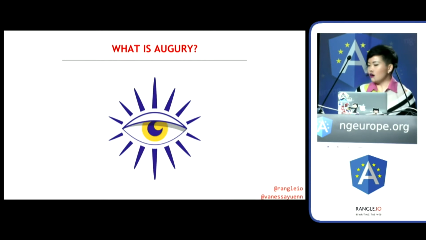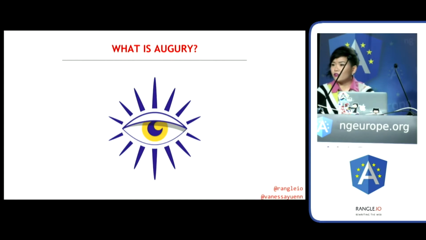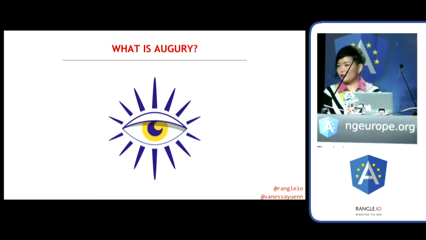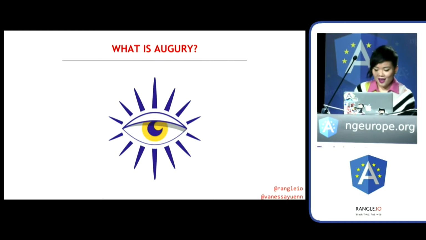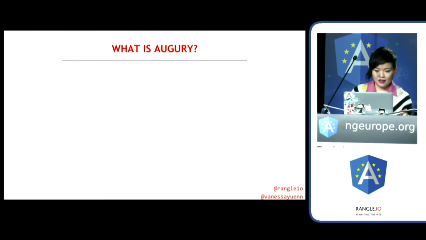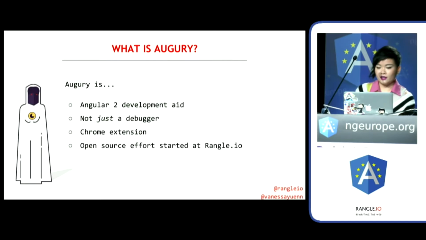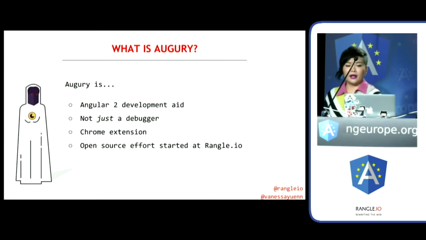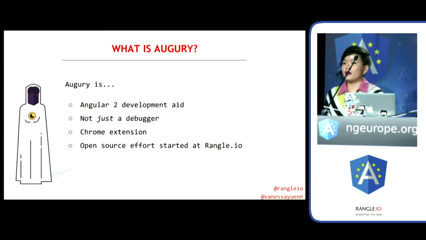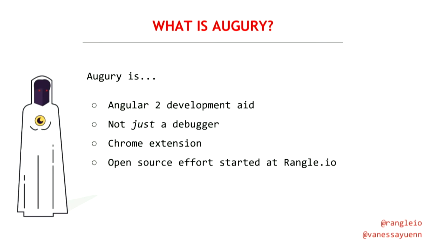So what is Augury? Some of you might have already heard of Augury. You might have heard me talking about Augury in another conference, or you may already be using it. Those people are those adventurous souls. But for those who have not yet, Augury is, again, an Angular 2 development aid. It's not just a debugger, and I'll circle back in a bit to explain what I meant by that.